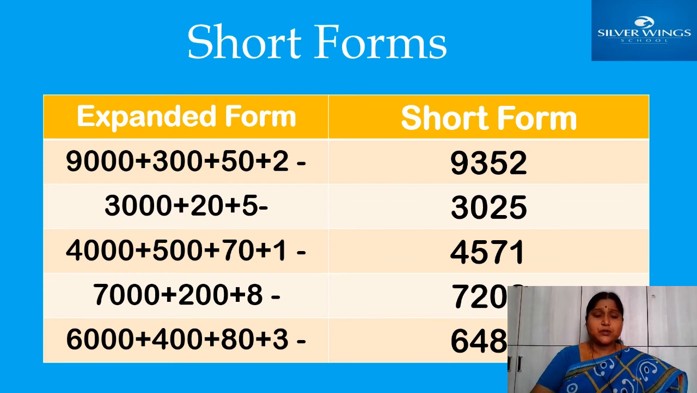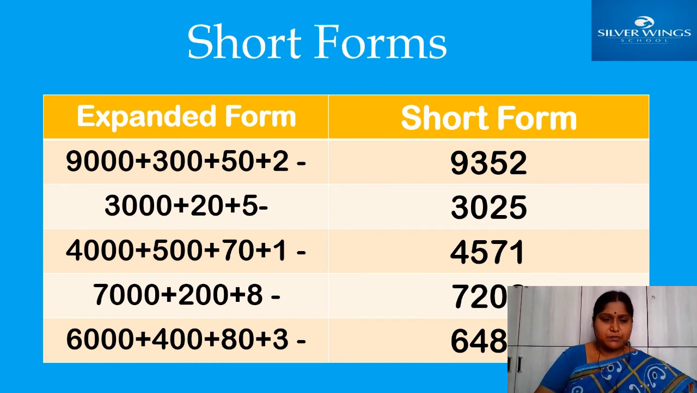Next one, see. When thousands come, that is a 4-digit number. You should remember like that. If thousands come, that is a 4-digit number. But here, I see only 3 place values are given. Then 1 is missing. You should revise like that in your mind.